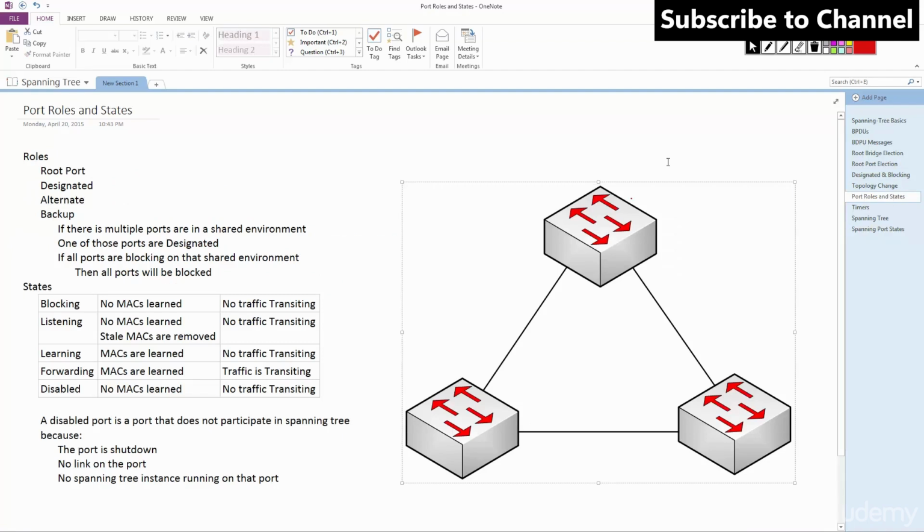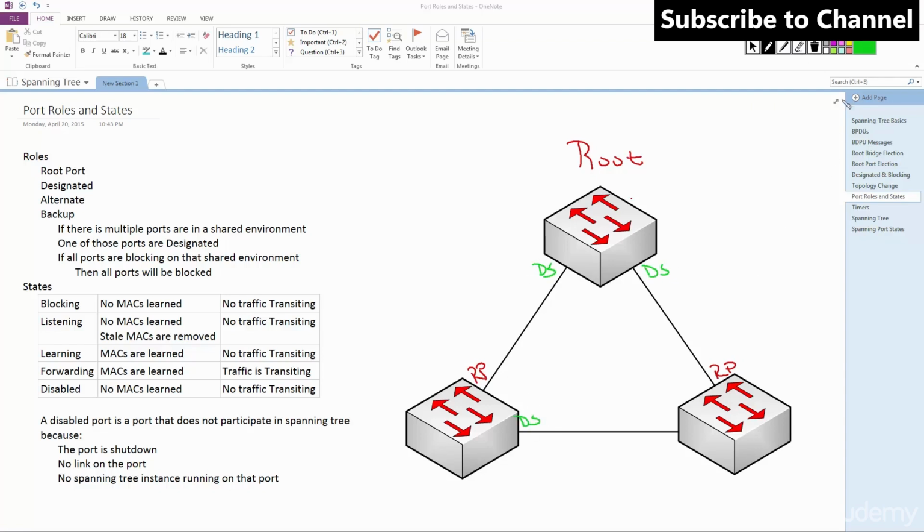So now let's talk about our port roles. With our ports, we have two things we have to worry about. We have our roles and we have our states. So remember, when we have our root bridge, and this is going to be our root port going up here, this is going to be our root port, and this is going to be designated. This is designated. This is designated. And this one's going to be blocking.